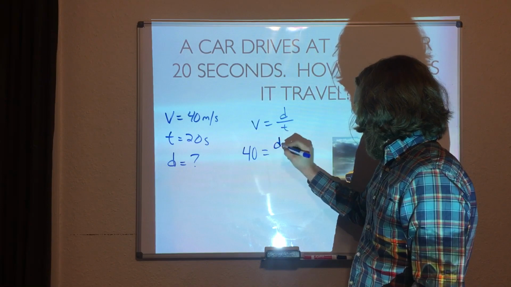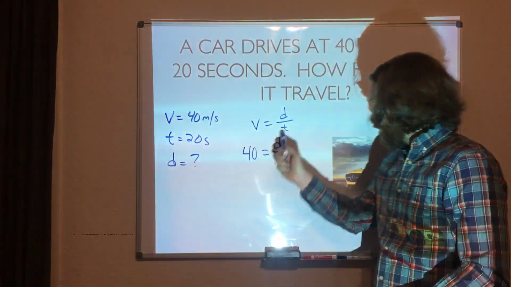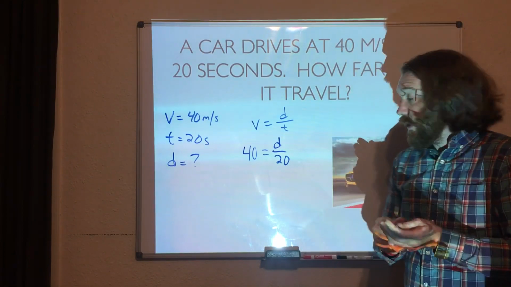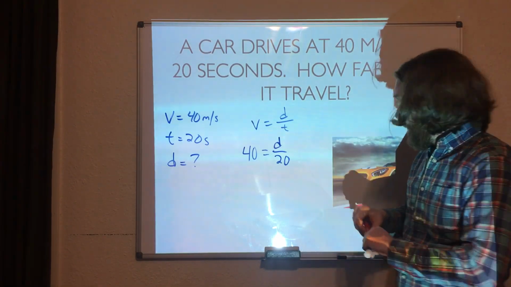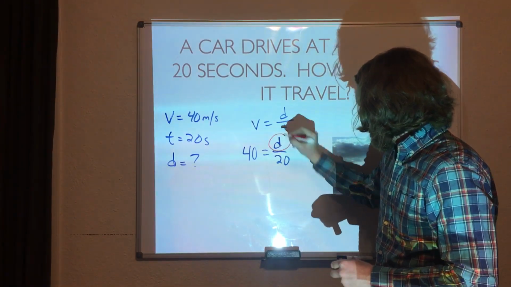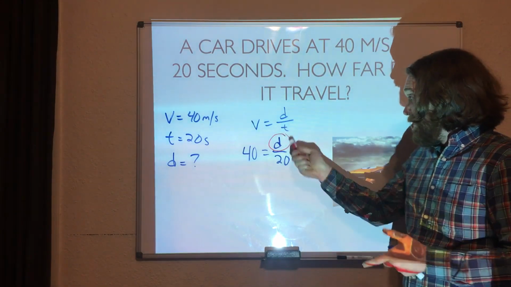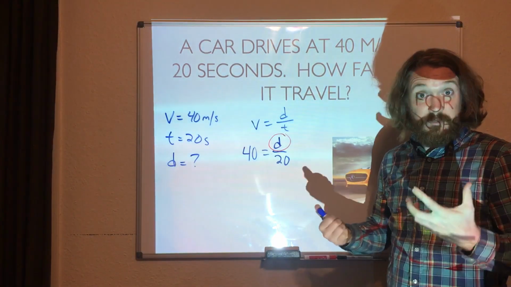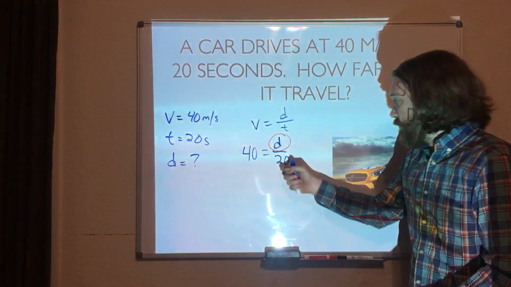Distance is, I don't know, so we keep the D. Time is 20 seconds. All right? So now we circle the variable that we want. I want distance, okay? Distance is not by itself, so I have to do some math. We gotta move some things around. I gotta move this 20.